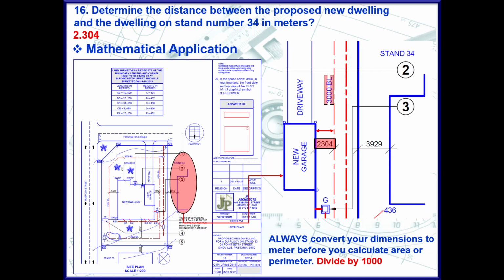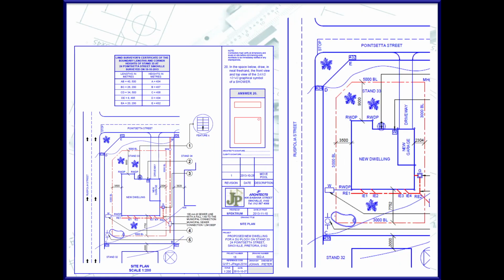2,304. I must then also look at my building line. So I will add another 3 meters to my calculation. And lastly, the 3,929 divided by 1,000, which will give me 3,929 meters that I will also add. So in total, the distance between the proposed new dwelling and the dwelling on stand 34 is 9,233 meters. Question 17.